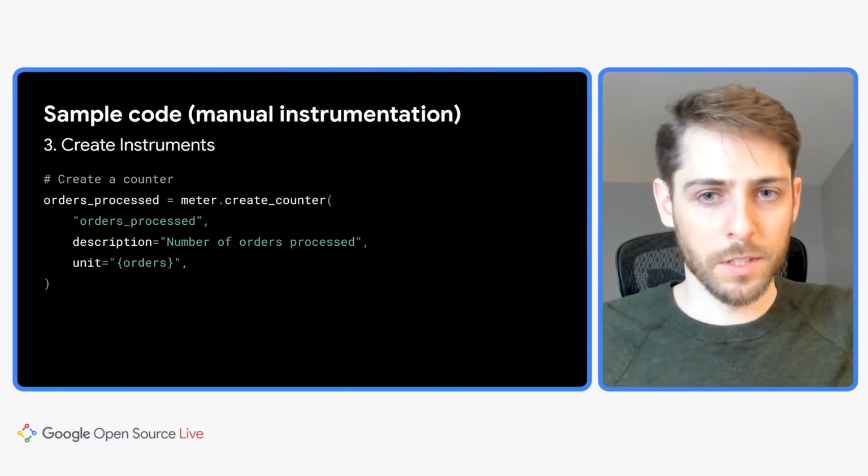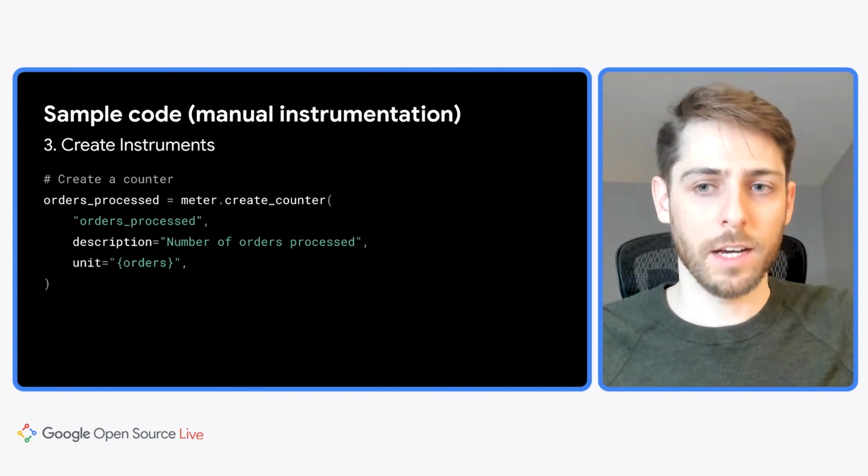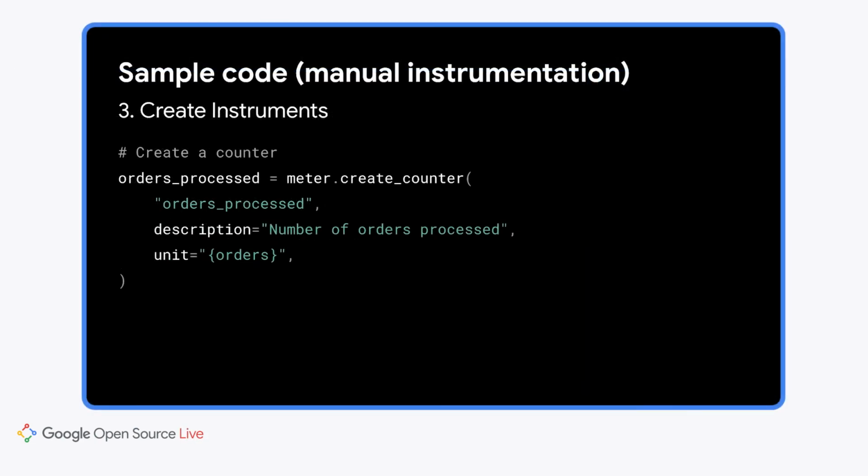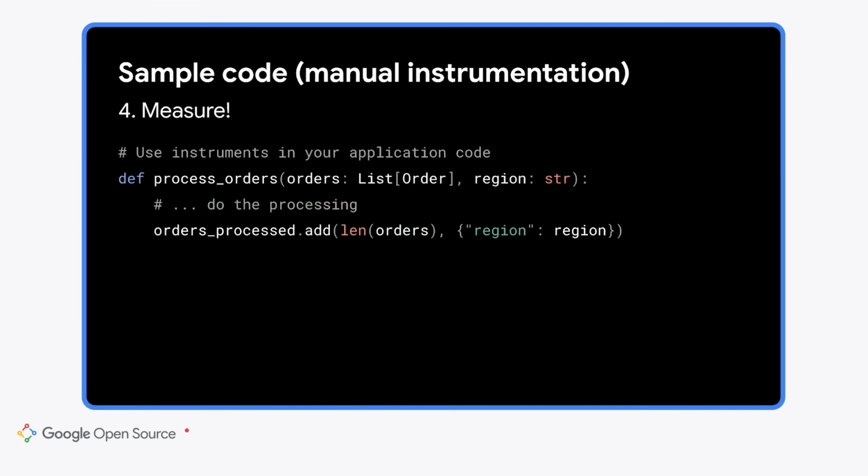Next, you want to create instruments. So in this example, we're going to count the number of orders that a service processes. The instruments are usually also part of initialization, so you'll create this and use it repeatedly. And again, note the description and the unit. These are part of the data model. Cool, so now we're ready to measure, right?